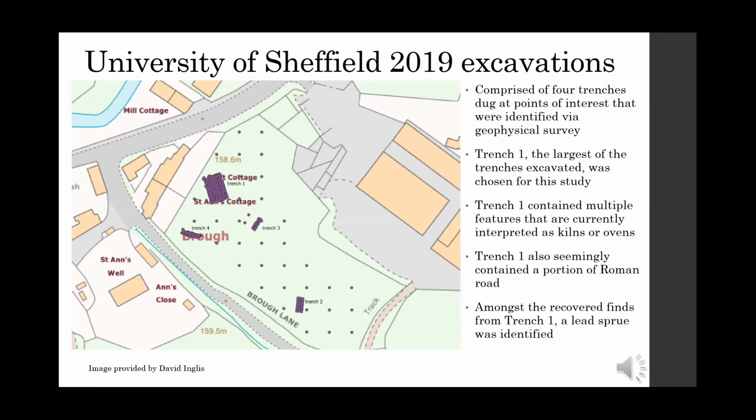Trench 1 also had a large lead find recovered, which is currently interpreted as a lead sprue. This had a piece of Roman pottery embedded in it, therefore dating it or potentially dating it to the Roman period, which further made us think that Trench 1 was the best candidate for our study.